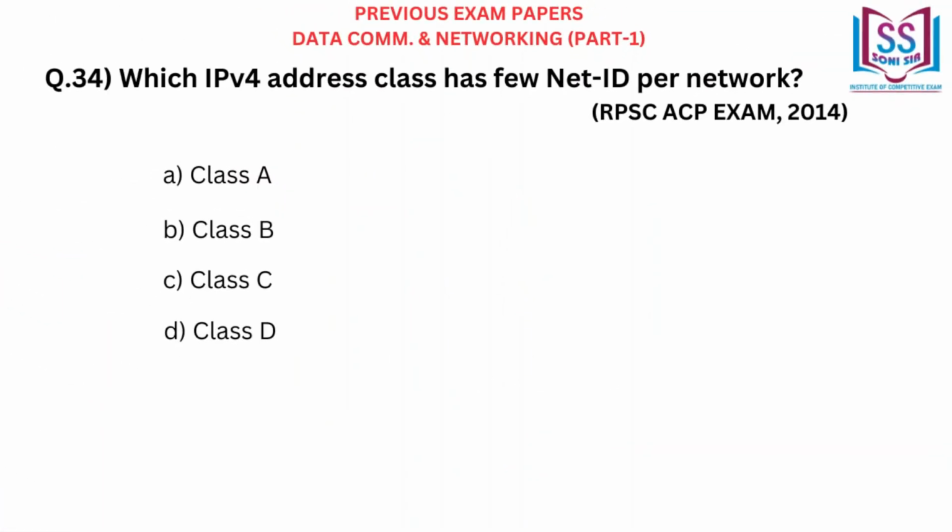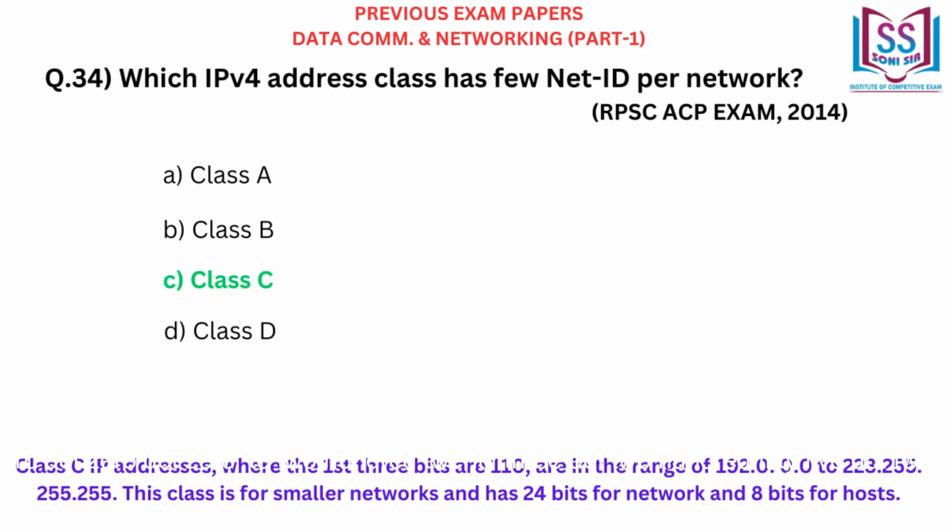Which IPv4 address class has few net ID per network? A. Class A. B. Class B. C. Class C. D. Class D. Correct answer C. Class C.